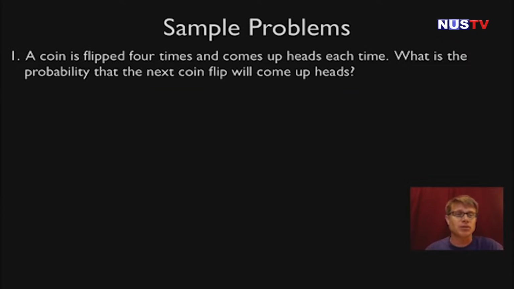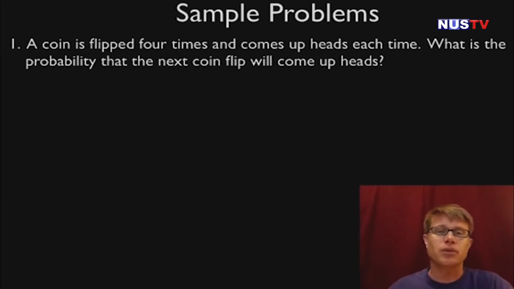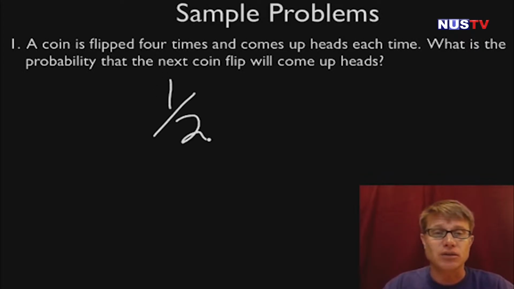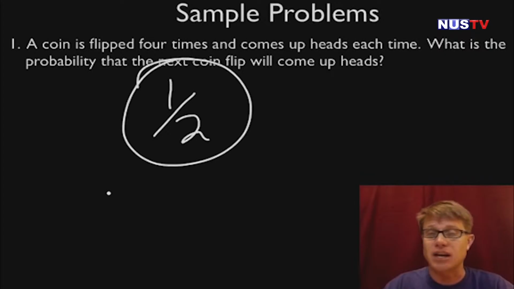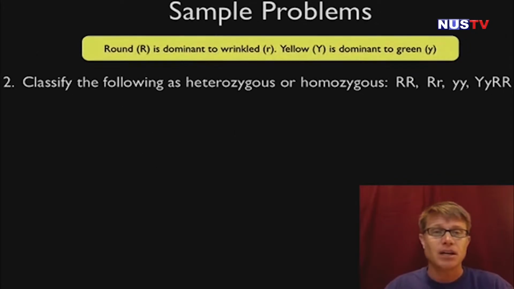All right, so let me go through these. Question 1. A coin is flipped 4 times, comes up heads each time. What is the probability that the next coin flip will come up heads? Well, everything that's happened in the past can't influence anything that's going to come in the future, and so it's a 1/2 probability that you'll get heads. In other words, you could have 10 kids, they could all be boys. What are the odds that the next one's going to be a girl? It's still a 1 in 2 probability. Let's look at the next one.